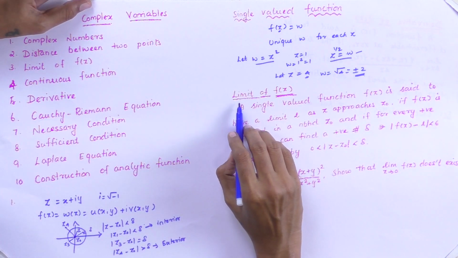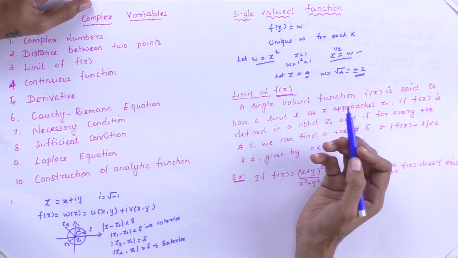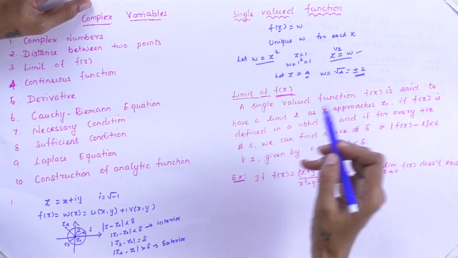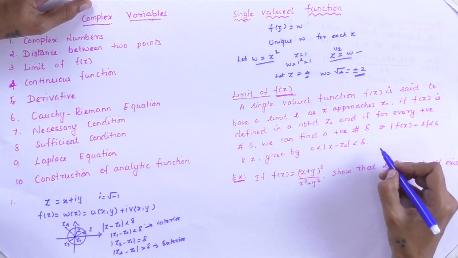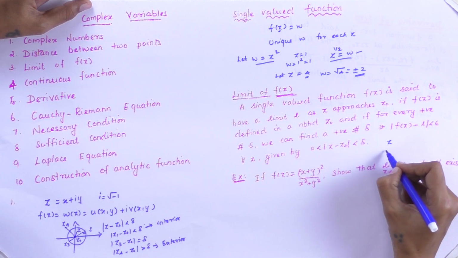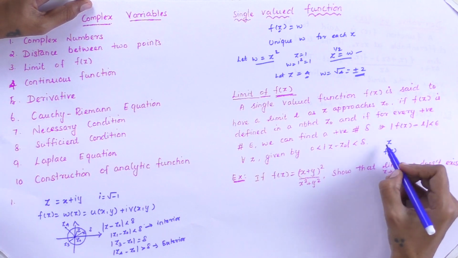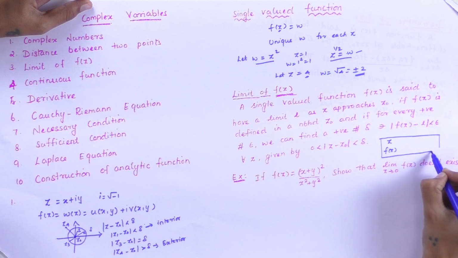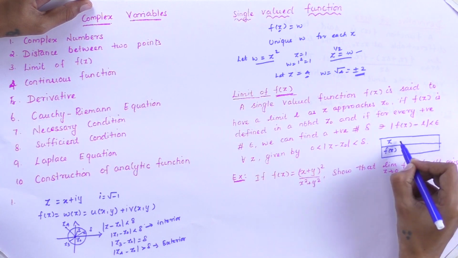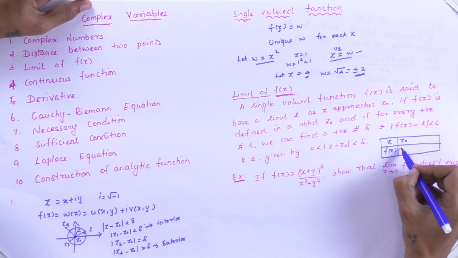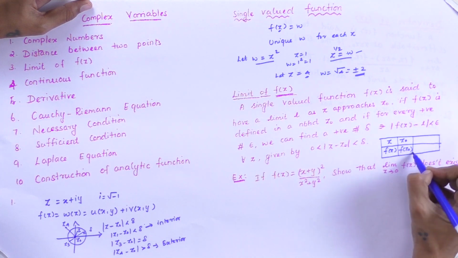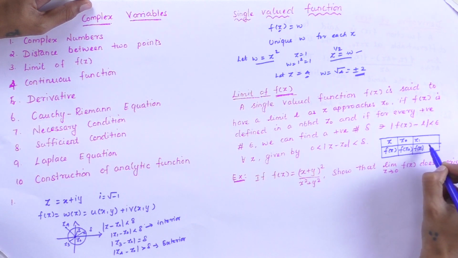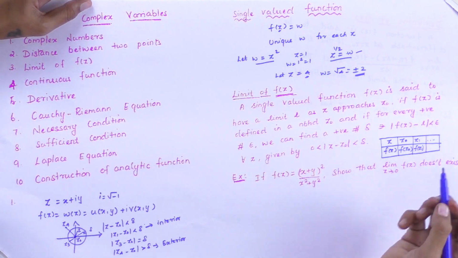Next one is, let us see the definition of a limit of the function f of z. A single valued function f of z is said to have a limit L. That means, let us consider a table of values. The first value is z0. I am getting some solution called f of z0, and at z1 I am getting a solution f of z1, like this, etc.